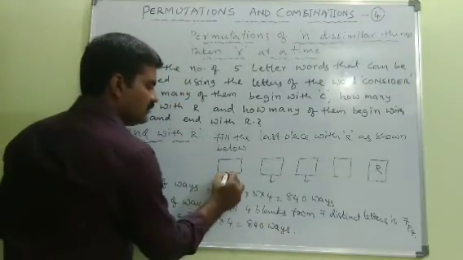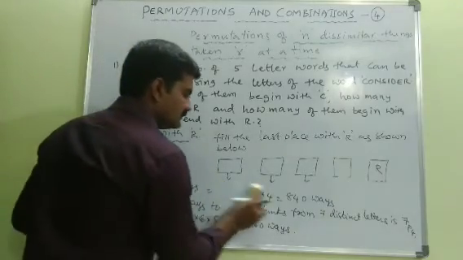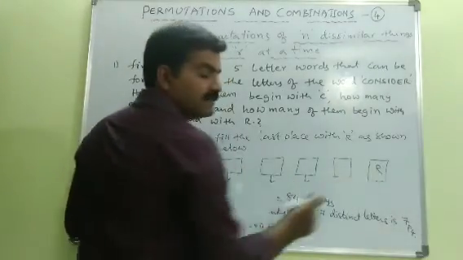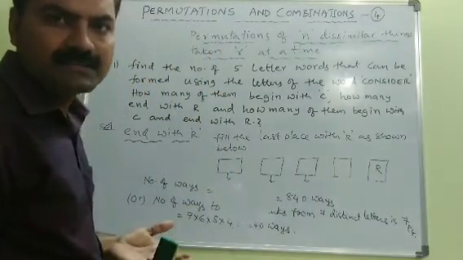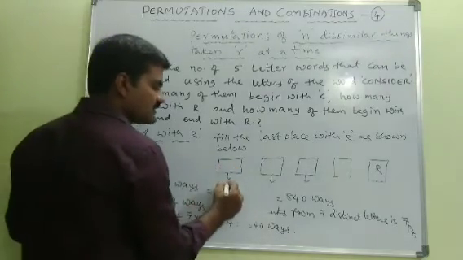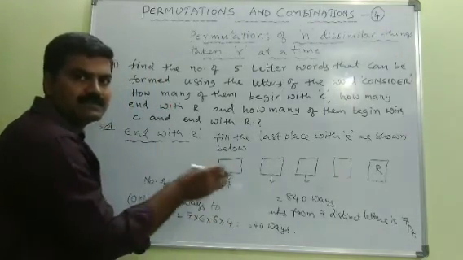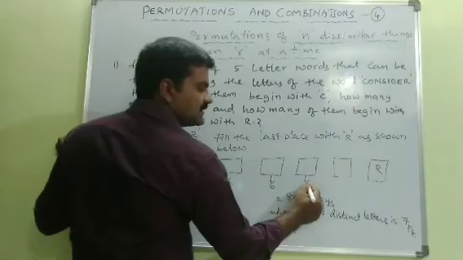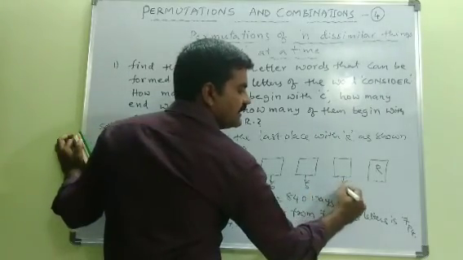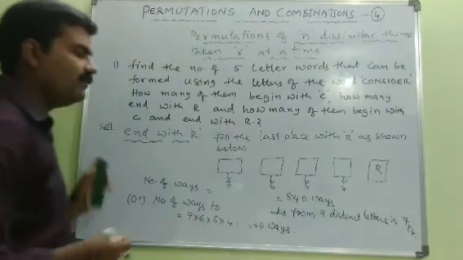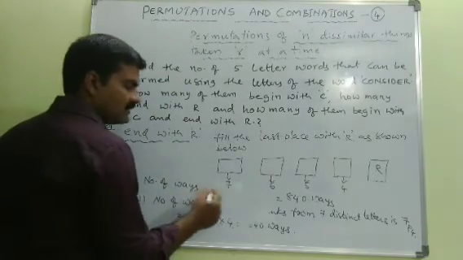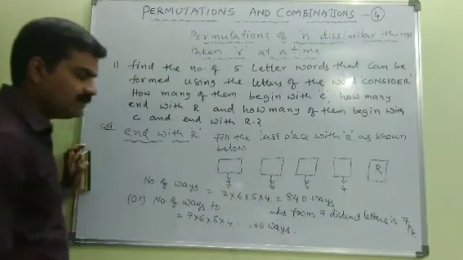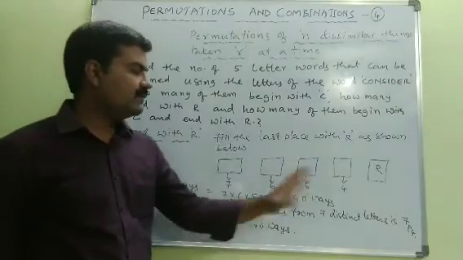Okay, fine. Can you tell me in how many ways this can be done? One place is already reserved with R. Out of 8, 7 letters are still with us. So the first box can be filled in 7 ways, because any one of the 7 letters we can place there. The next can be done in 6 ways, then 5 ways, and then 4 ways. Hence the number of ways is 7 into 6 into 5 into 4. So once again, 840 ways.